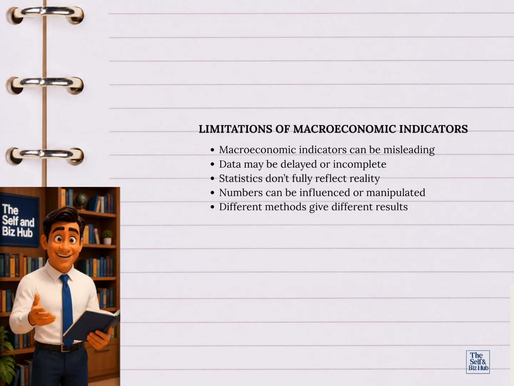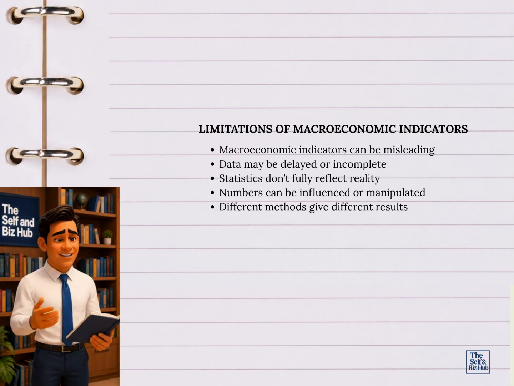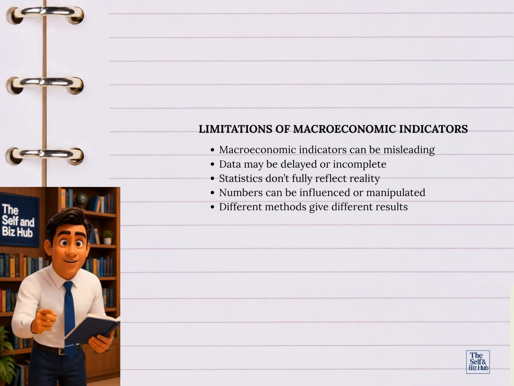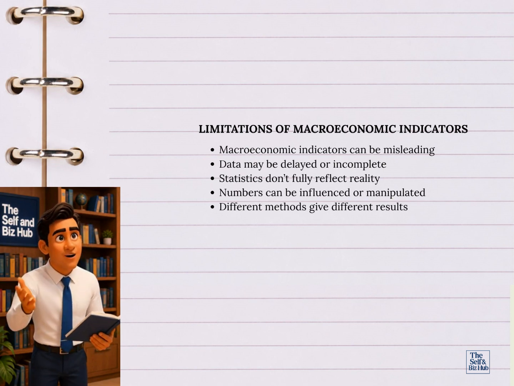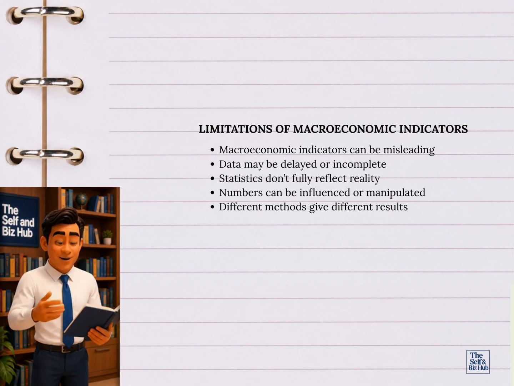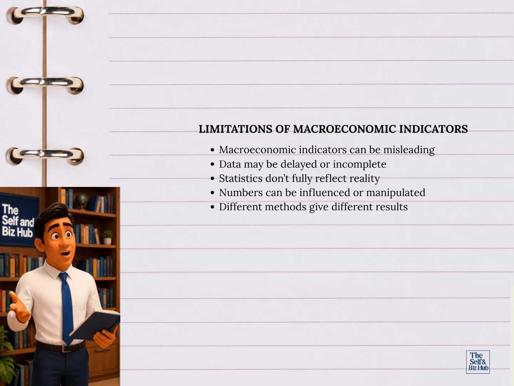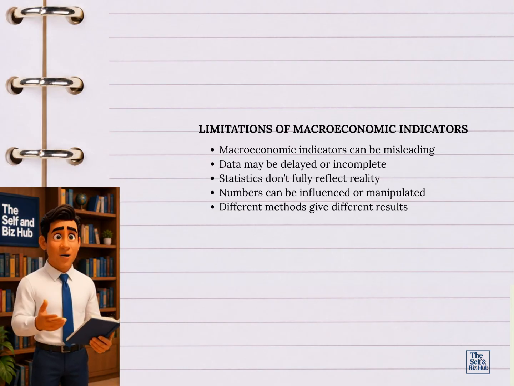Now we come to one of the most important parts of the lesson, the limitations of macroeconomic indicators. Numbers can be misleading. Sometimes an economy looks great on paper, but society feels like it is in crisis. Why does this happen? Because statistics have limitations, data can be delayed, indicators do not capture the full reality, governments can sometimes manipulate numbers, different methodologies produce different results.